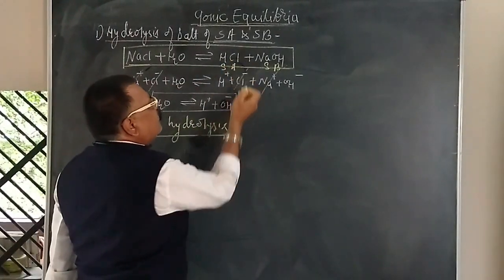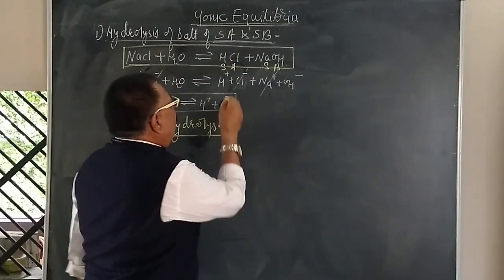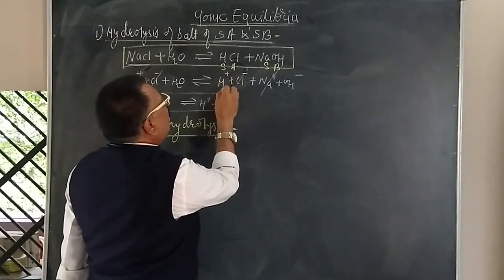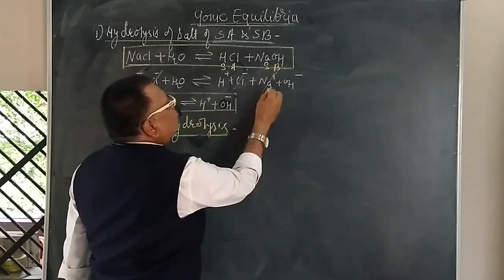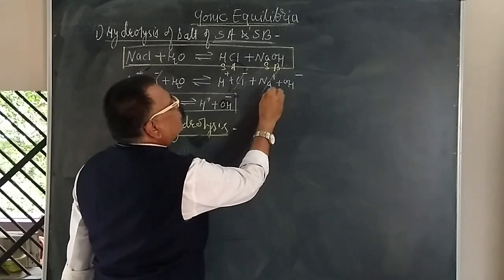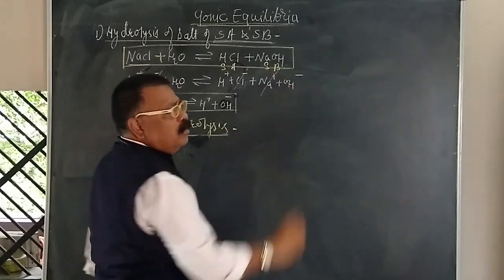Then HCl, as it is a strong acid, gets completely dissociated as hydrogen ion plus chloride ion, and the sodium hydroxide also completely dissociates as sodium ion and hydroxide ion.